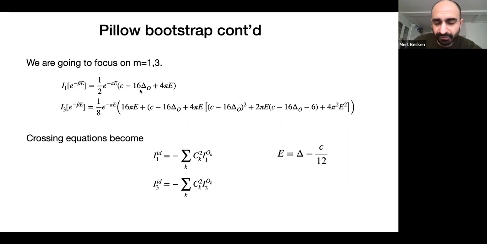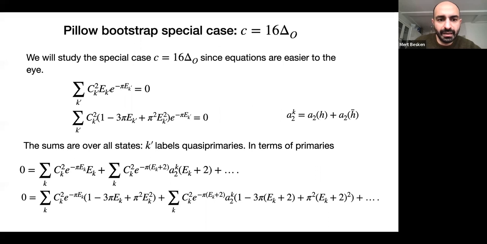functionals are complicated for generic central charge and external dimension, but you might see here if you set c to 16 delta O, these things simplify quite a bit, and they take this form here. So that's why we'll study the special case of c equals 16 delta O, since the equations are easier. This is the one derivative equation. This is the three derivative equation. And the sum is over all of the operators in your theory.